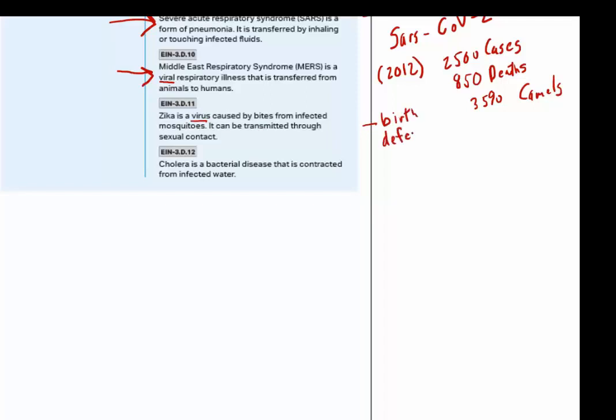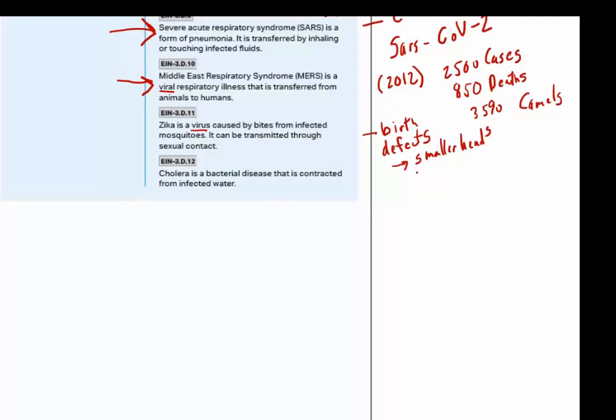Probably at the time they wrote this, this was the big one on the news, which is why they put it in here. The Zika virus did not spread as bad as they thought it was going to be, but some, especially women that got it that were pregnant, led to smaller heads of babies being born and some of the problems that go along with that as well.